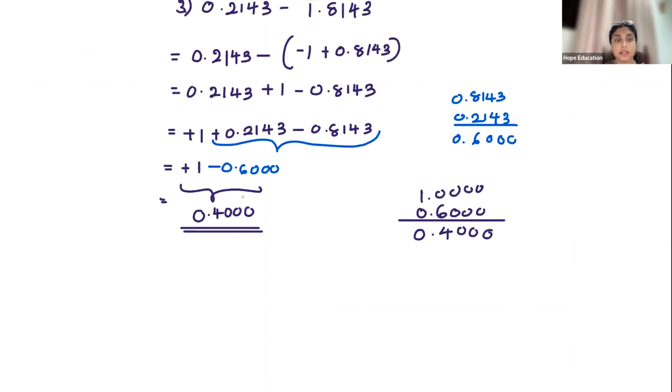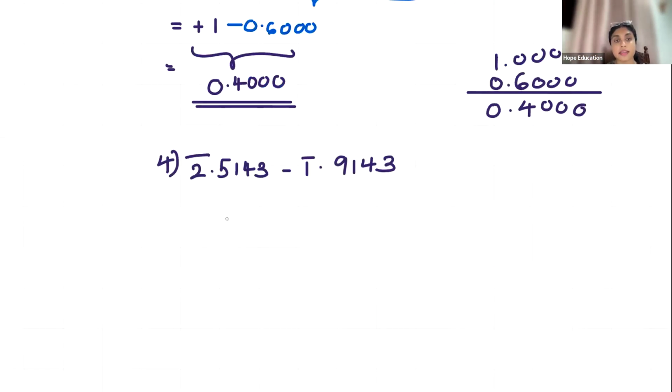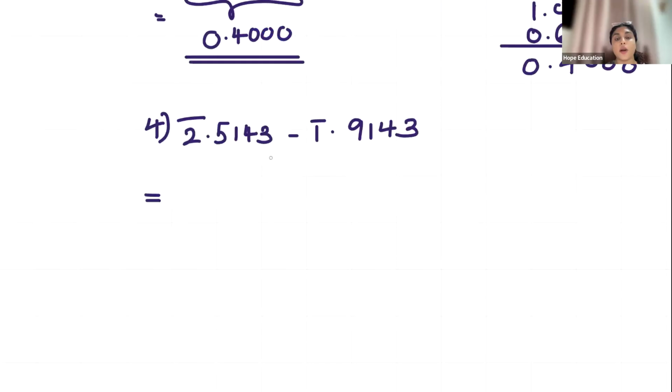Then last example, දැන් මේක තමයි පොඩ්ඩක් පැටලෙන එක හොඳට අහගන්න. Bar 2.5143 minus bar 1.9143. Okay. Let's separate characteristic and mantissa. Here bar 2.5143. Bar means minus 2 plus 0.5143. මෙතන subtraction එකක් තියෙනවා, so I put subtraction.